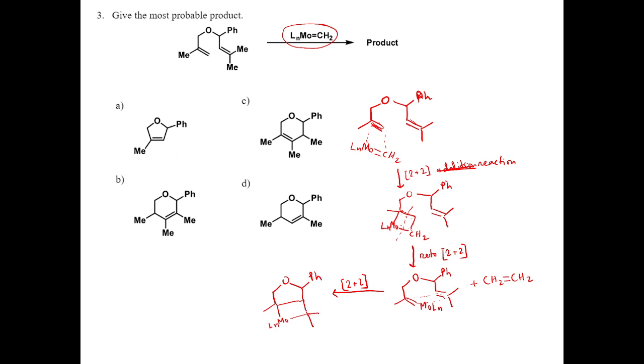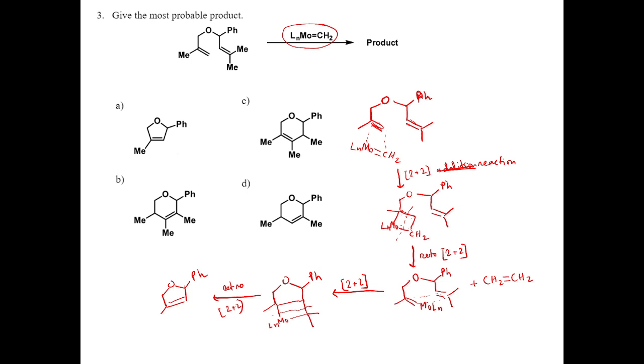Okay, this type of thing will occur, and eventually this bond will break, that is the retro 2+2, and it will form this. Here another type of byproduct is also possible, but this will be the more favorable one. That's why I have shown this mechanism.